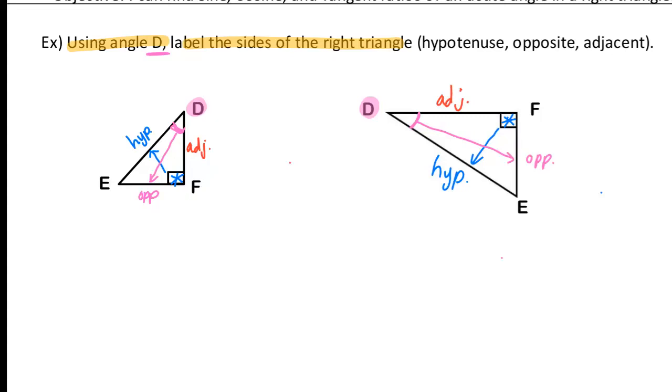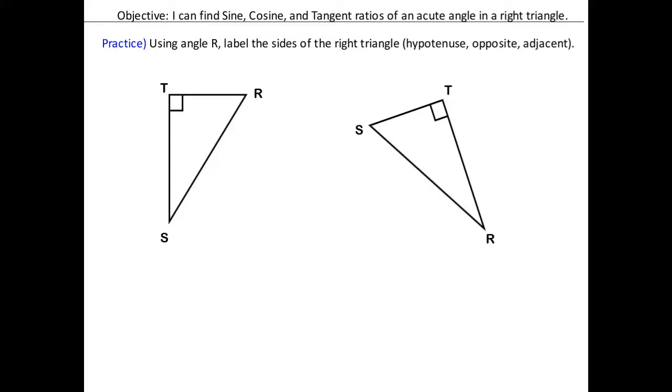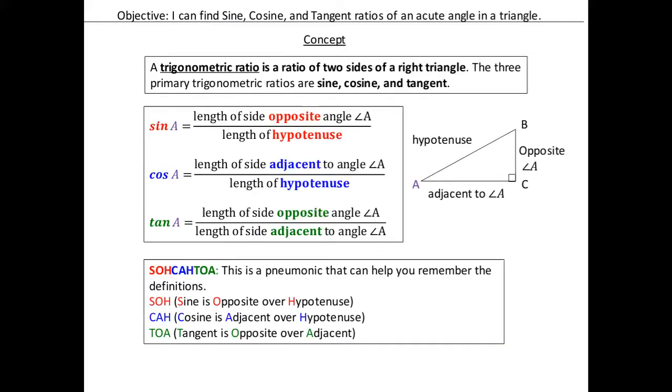All right, so I'm going to have you guys practice labeling the sides as opposite, hypotenuse, or adjacent. Now that we have practiced labeling the sides, we're going to learn about the trig ratios. A trigonometric ratio is a ratio of two sides of a right triangle. The three primary trigonometric ratios are sine, cosine, and tangent.